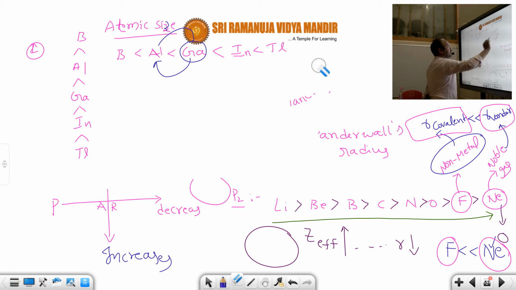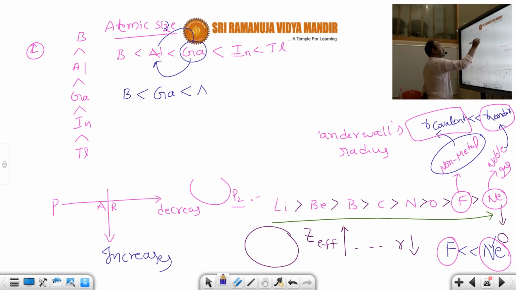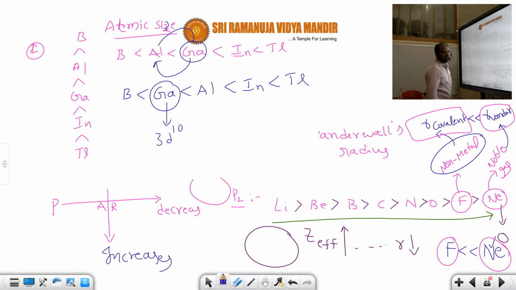Gallium has a smaller atomic size than aluminum. Why does this happen here? Among boron, gallium, and aluminum, gallium has a smaller atomic radius than aluminum. The reason is that in gallium, the 3d subshell is completely filled.